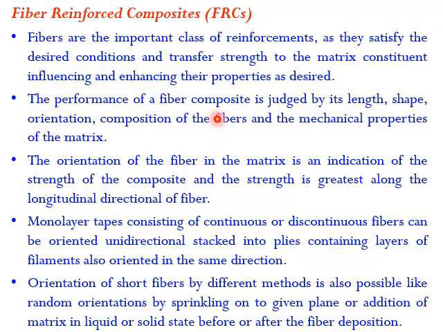So performance of a fiber composite is judged by its length, as I said, L by D ratio, shape, orientation, composition of the fiber, and the mechanical properties of the matrix. The orientation of a fiber in a matrix is an indication of the strength of a composite, that is, directional tailoring. Monolayer tapes consisting of continuous or discontinuous fibers can be oriented unidirectionally, stacked into plies containing layers of filaments, also oriented in the same direction.